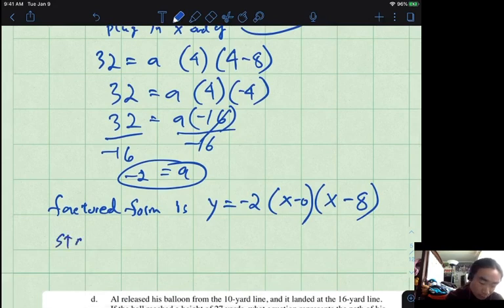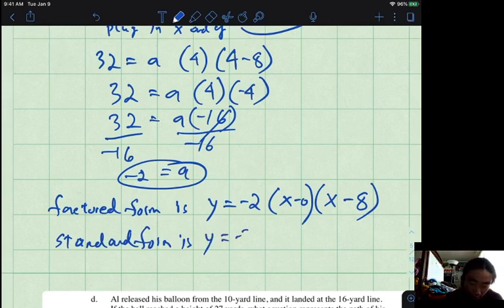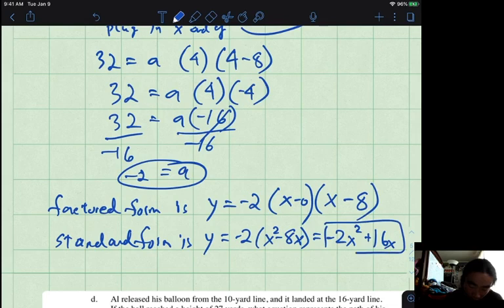Standard form is y equals negative 2 times x squared minus 8x, which equals negative 2x squared plus 16x. Okay, that's standard form. Questions, comments?